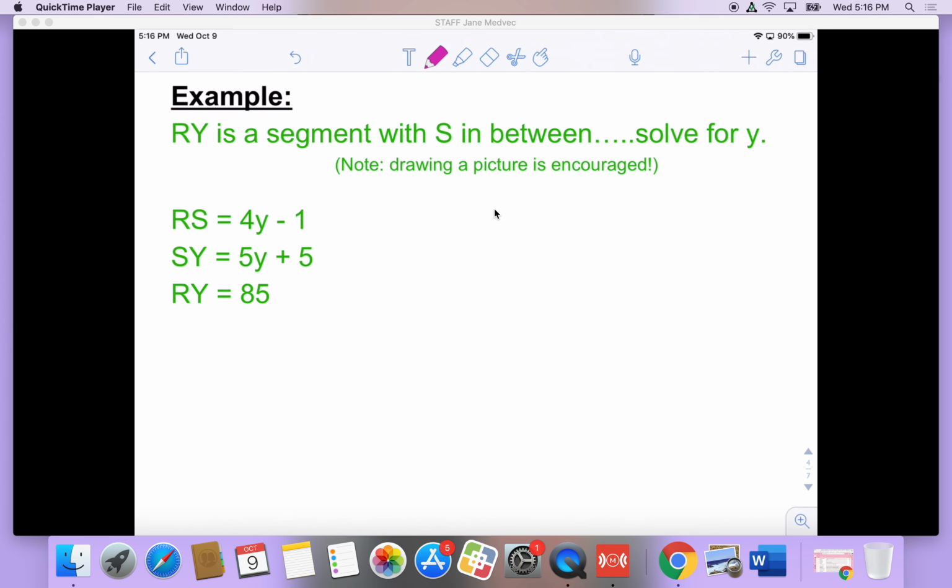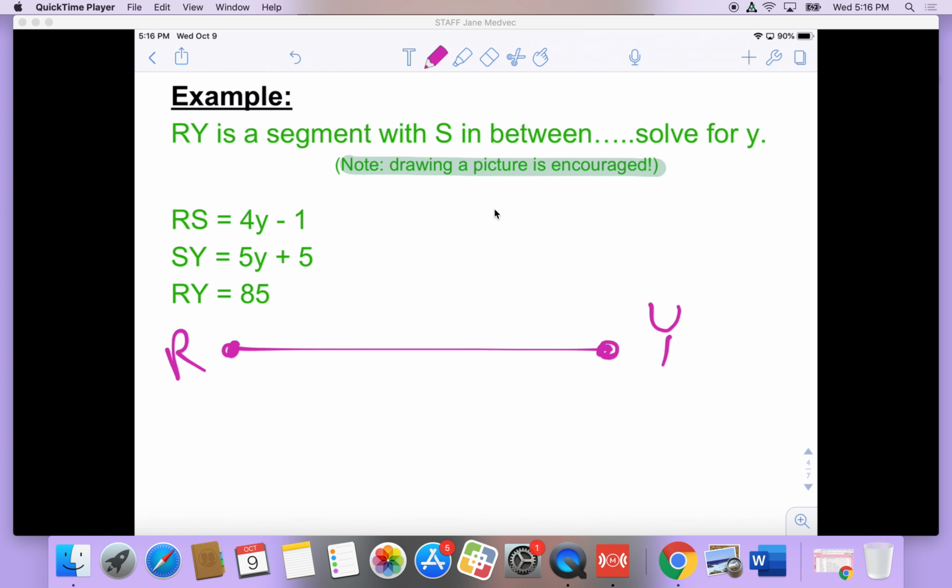Here's another example. It says RY is a segment with S in between. Solve for Y. Note, and this is key, drawing a picture. So I want you to draw a picture when you do these. So this is R, Y.